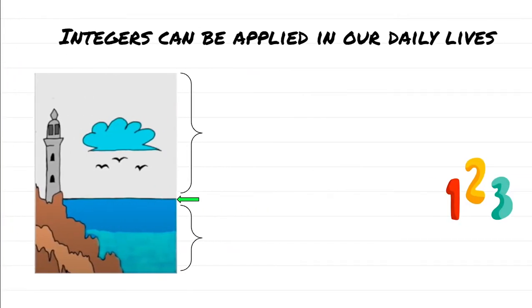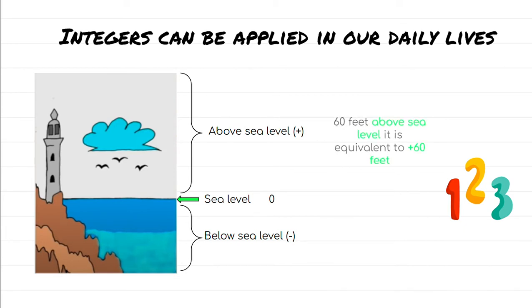Integers can be applied in our daily lives. Let's say the sea level represents 0, while below the sea level represents negative numbers, and above sea level represents positive numbers. If we say 60 feet above sea level, that means it's equivalent to positive 60 feet. But if we say 60 feet below sea level, it means it is equivalent to negative 60. Now let's try another situation which can also be represented by integers.